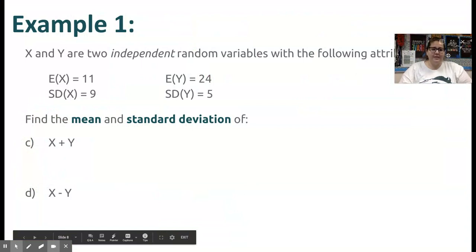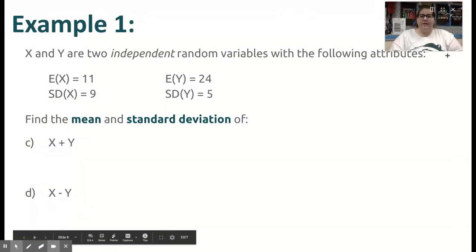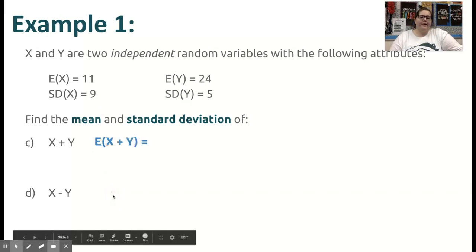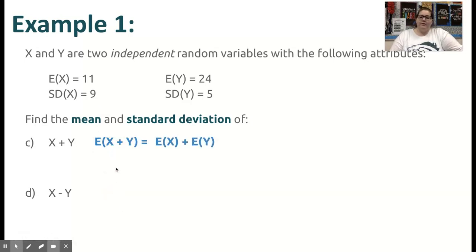So let's look at some examples where I'm dealing with this adding, subtracting and combining situation. First, same numbers as before. Part C, I'm going to do x plus y. So I'm adding x plus y and finding the new mean and standard deviation. All right, so expected value or mean always does what we expect it to. I'm just going to add them together. So E of x plus E of y, 11 plus 24 is 35. Not too bad. Expected value is easy.